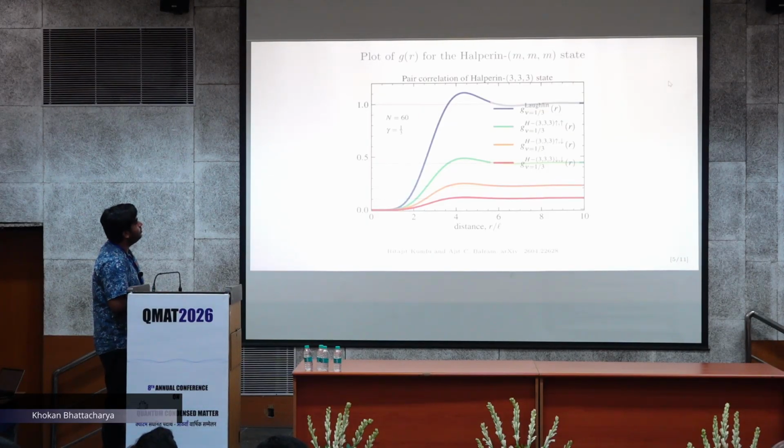I'll show you another example for the Halperin 333 state. In this case, the highest weight state is just the Laughlin 1/3 state, and then you do the same game. You just multiply these proper factors to get this polarization, in this case 1/3. So you will generate all these different components of the pair correlation function.